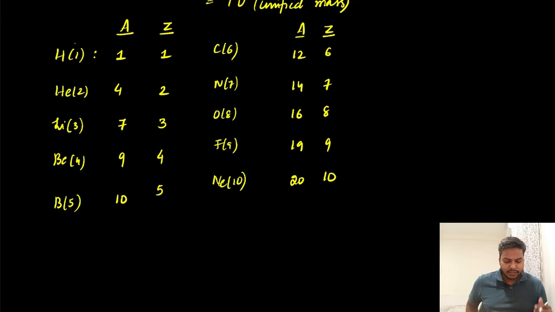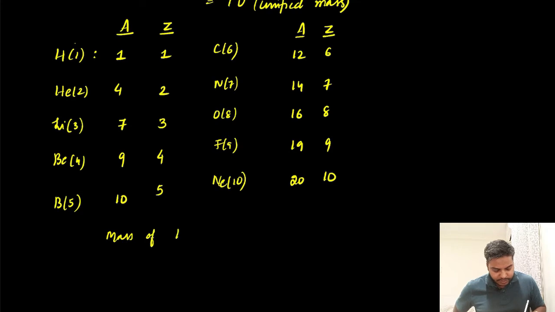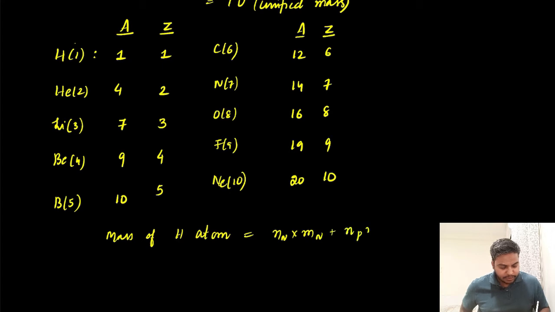But why do I talk about mass number and atomic number here, students? Because this information will be useful when you are trying to find out the mass of one atom. So for instance, if I want to calculate the mass of a hydrogen atom, the absolute mass of the atom must be the number of neutrons into mass of neutron, plus number of protons into mass of proton, plus number of electrons into mass of electron. This is the absolute mass.